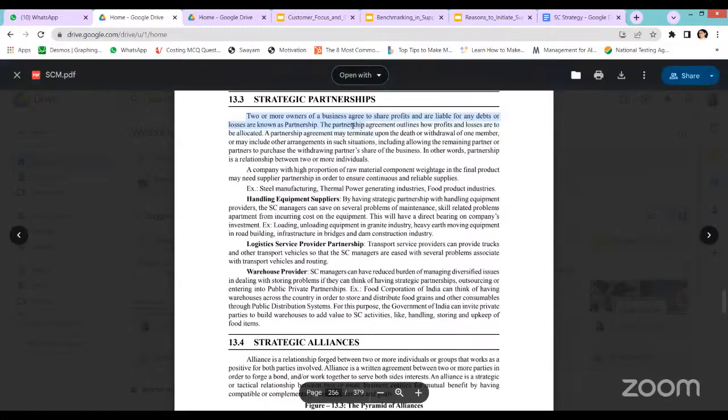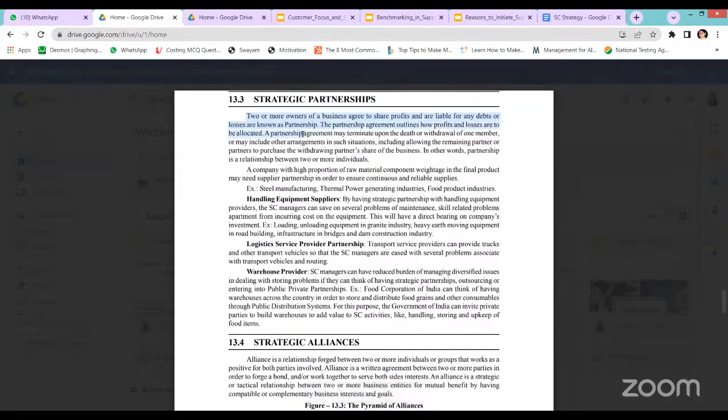So first one, what is a partnership and what is a strategic partnership, what it involves. So a partnership agreement outlines how profits and losses are to be allocated. It is not only the agreement to share profits and liabilities collectively, but in what ratio, how the profits are to be distributed among the partners. That also they will outline in their agreement.